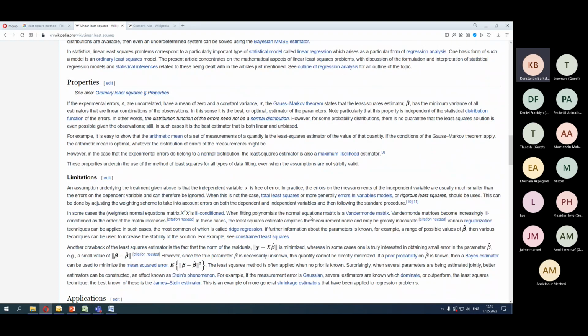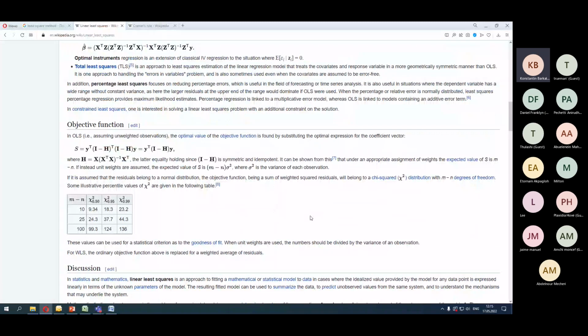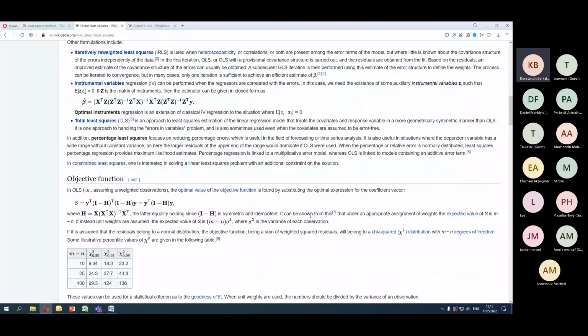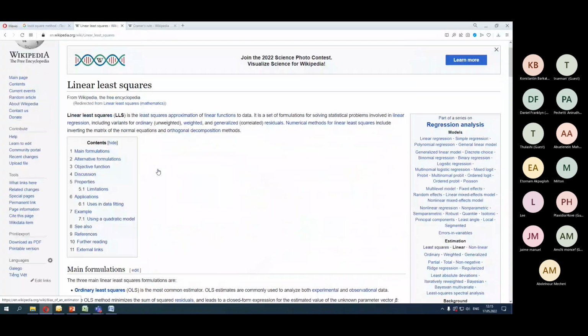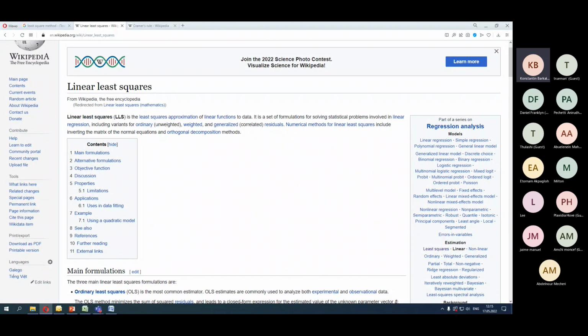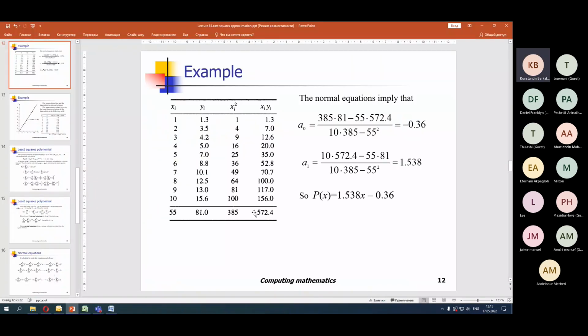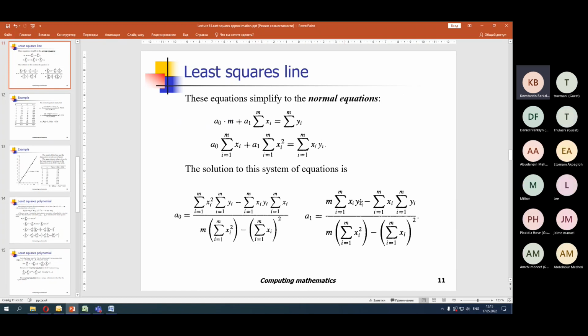Of course, maybe this page in Wikipedia will be hard to read for you because the least squares method is formulated here in general form. But you can find more information on other sites. The main information you can find here in this presentation.